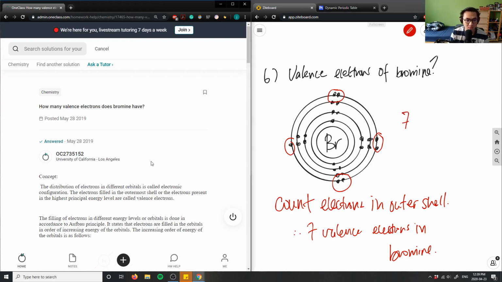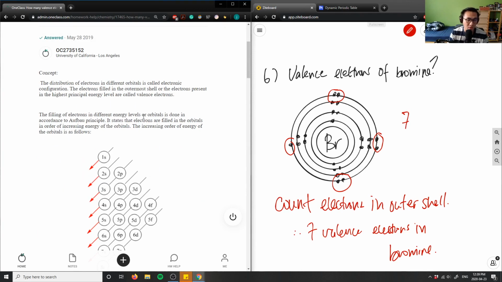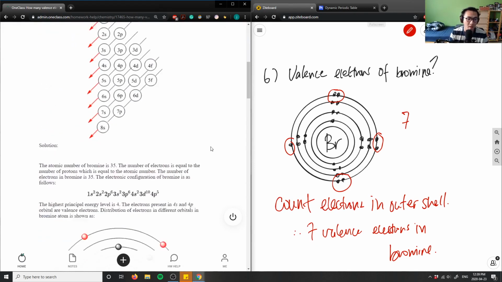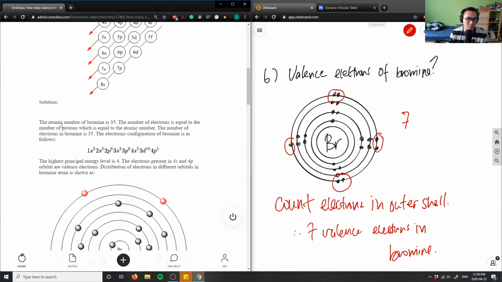So let's look at the answer for this question here. Again, they used the grade 12 approach, using electron configuration to figure out how many valence electrons bromine has, which is totally fine. I just don't know what the context of the question is because it simply asks how many valence electrons does bromine have. That's okay. And what they're doing is, this atomic number here is 35. So they wrote down the electron configuration of bromine.